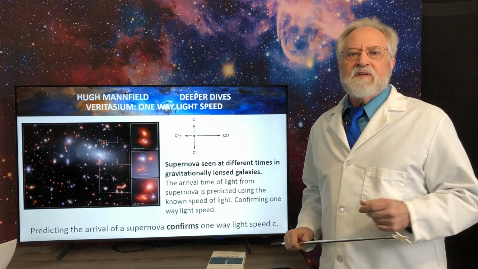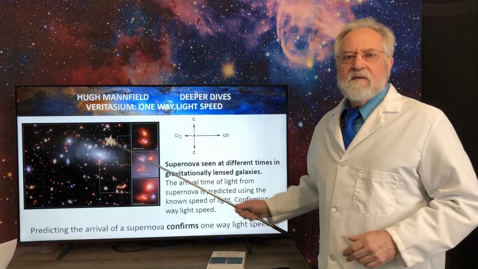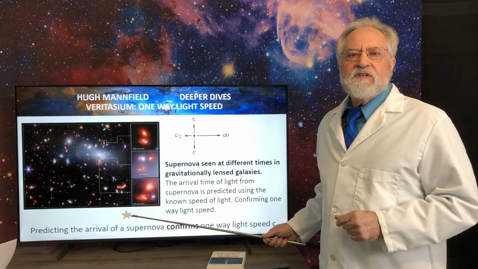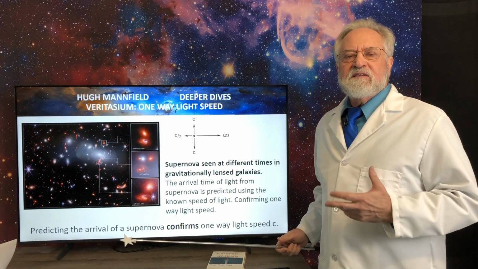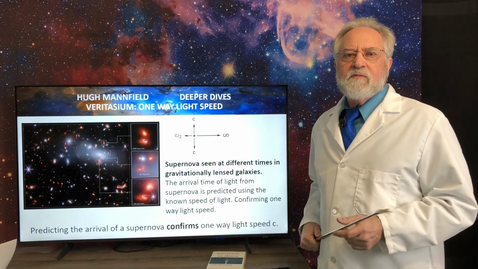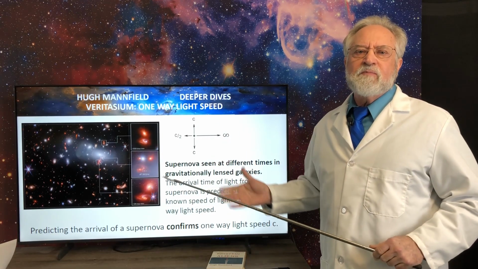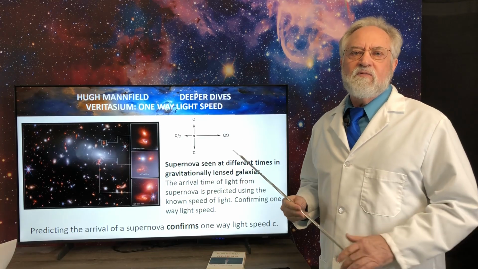And when they make that prediction, you can wait, and in 10 years, or 3 years in this case, the supernovas were seen in the other images as predicted. So this is a confirmation of the one-way speed of light being c. And you can't argue that there's some sort of round trip going on here. Light came from the distant galaxy to the Earth, a one-way trip.